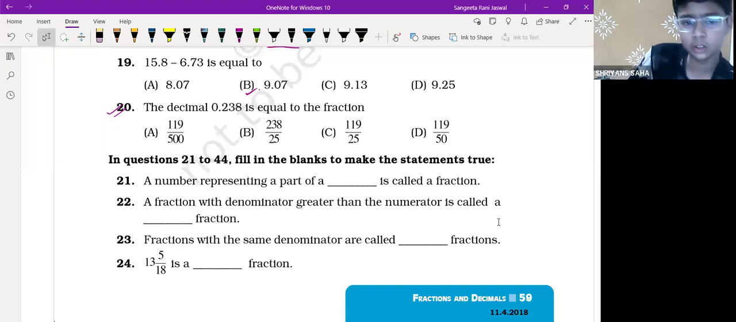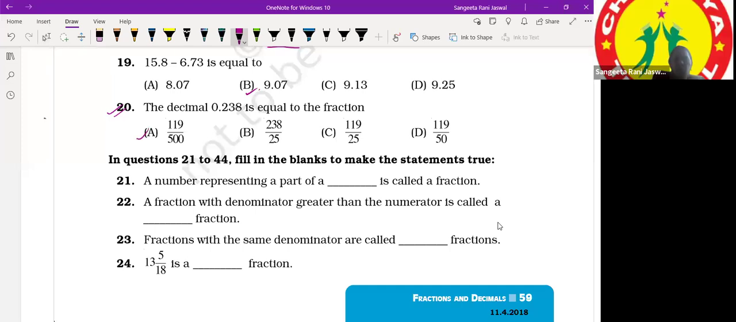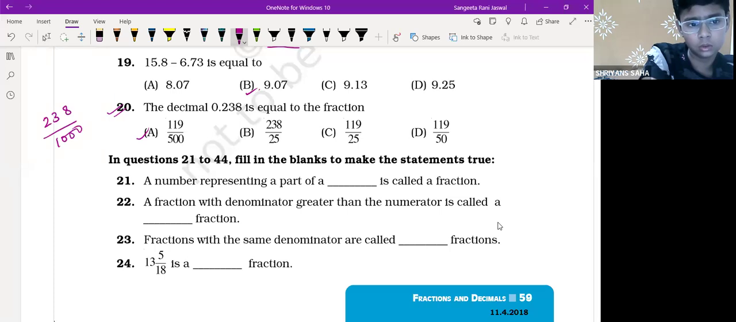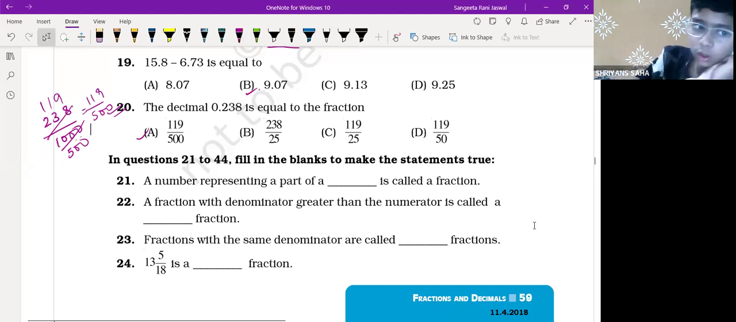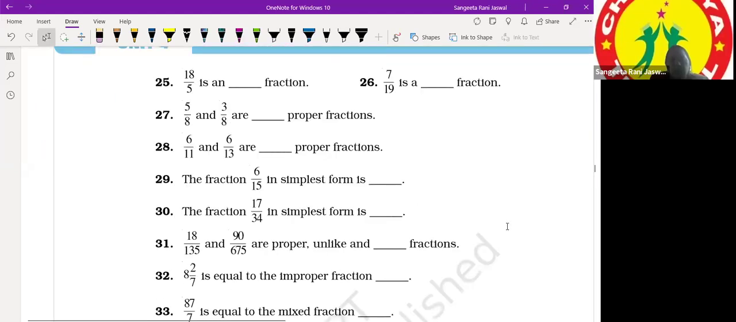Can you explain what this is? See here, 0.238. You are writing it in the fraction form, so you can write it like this. Now you just reduce it to the lowest form. You can see the numbers are even here, so I'll divide with 2. I get 500 over here, and 2 ones are 2, 2 nines are 18, so I have 119 by 500. And this is there in this option, the A option. Okay. Let's see further.